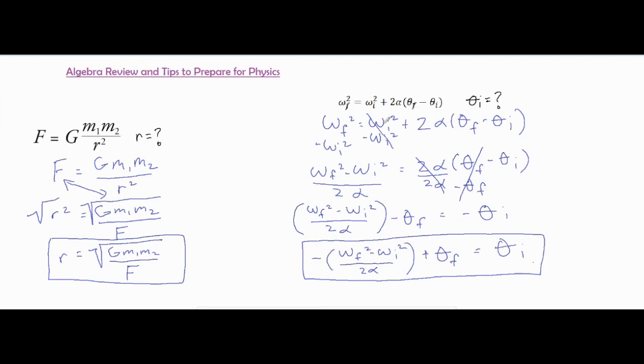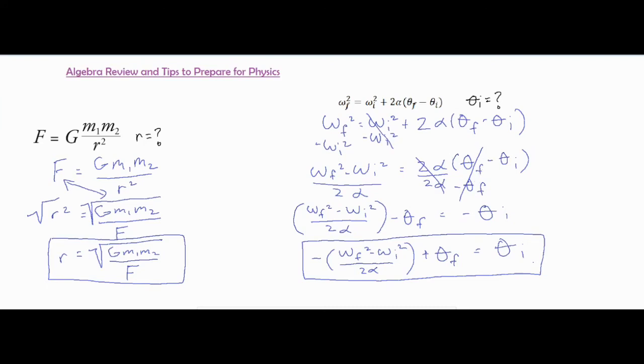All right, so I just rewrote everything out. The first step I did was I subtracted the omega i squared from both sides. And then that left me with omega f squared minus omega i squared. Then I divided each side by 2 alpha, so I put a 2 alpha right underneath that quantity. And then from there, I subtracted my theta f.